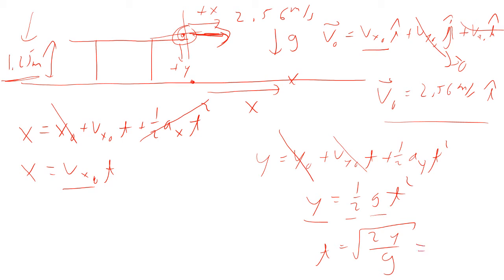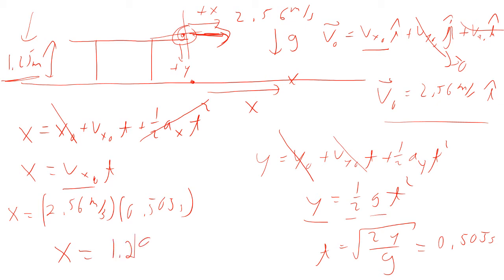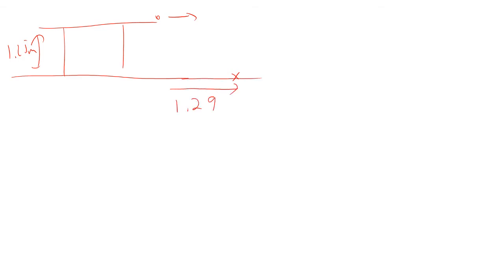Okay, if I plug in my y value of 1.25 meters, that comes out to be 0.505 seconds. I plug that in over here: 2.56 meters per second times 0.505 seconds, and so my x distance is 1.29 meters. So my problem here starts 1.25 meters high. I hit it horizontally and it lands over here, a distance of 1.29 meters over. My next question is, how fast is it moving and in what direction when it hits the ground?